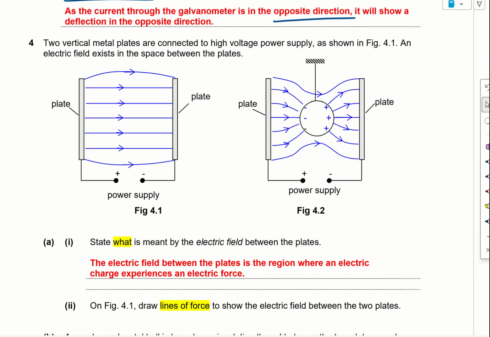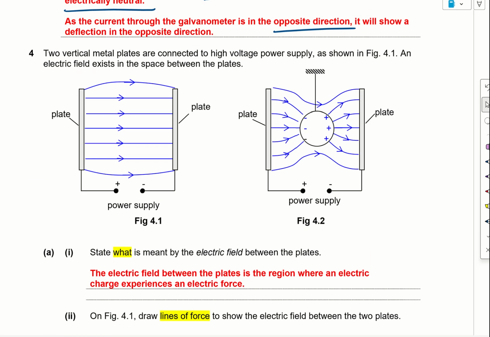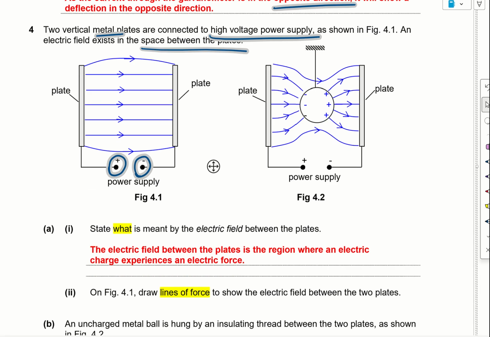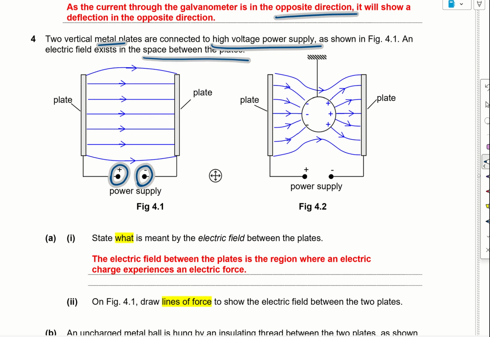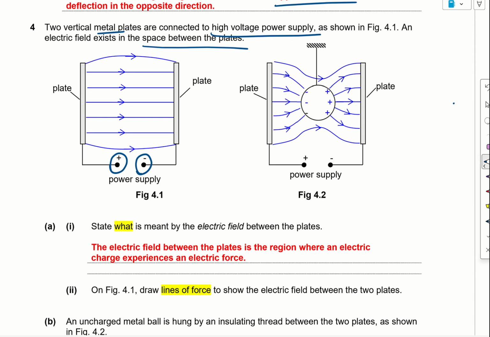Question 4. Two vertical metal plates are connected. Metal is actually a conductor. They are connected to a high voltage power supply. So we take note that here is plus, here is minus. An electric field exists in the space between the plates. The left hand side of the metal plate is connected to the positive terminal, so it will be positively charged, and here will be negatively charged.